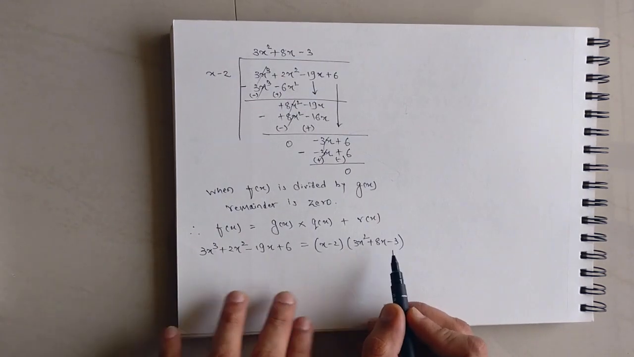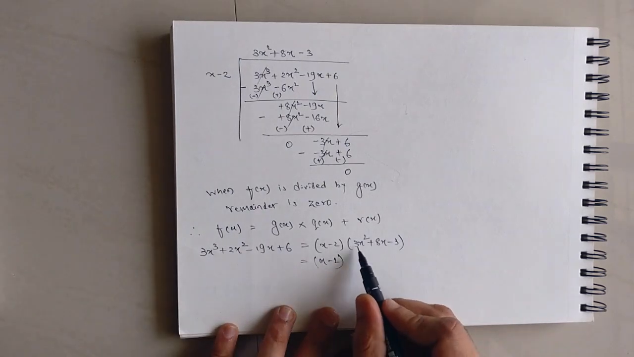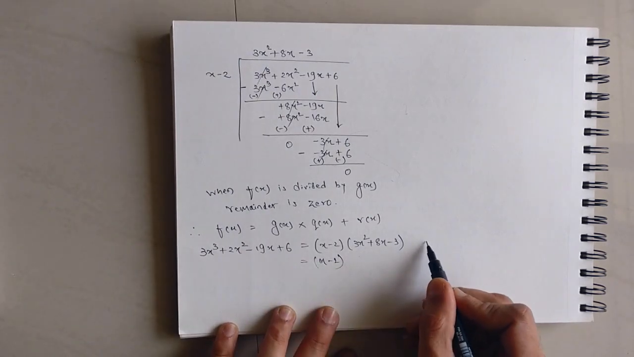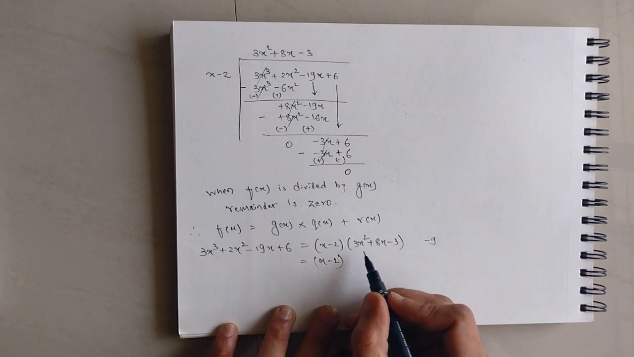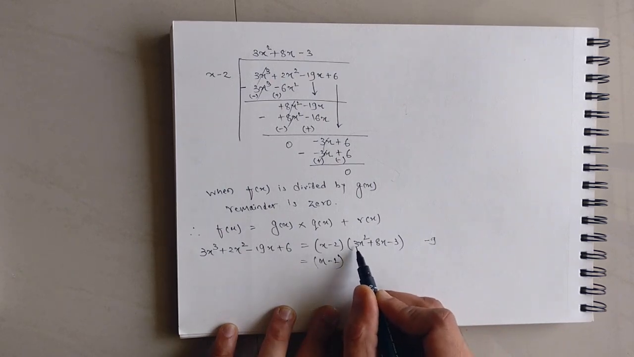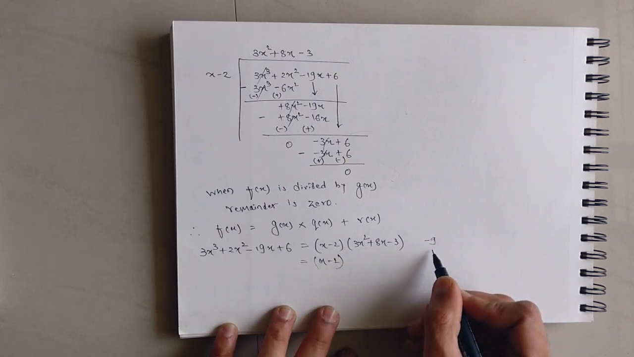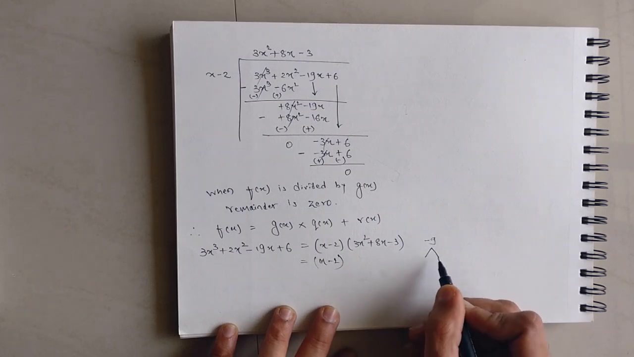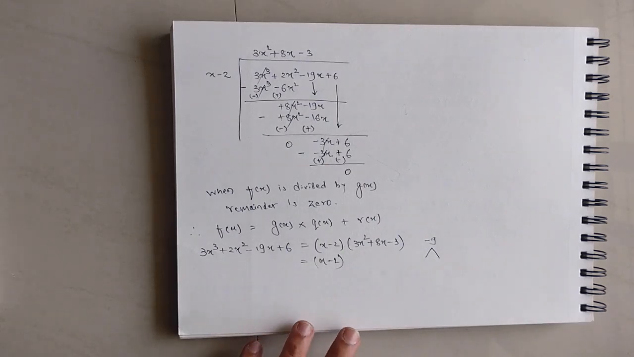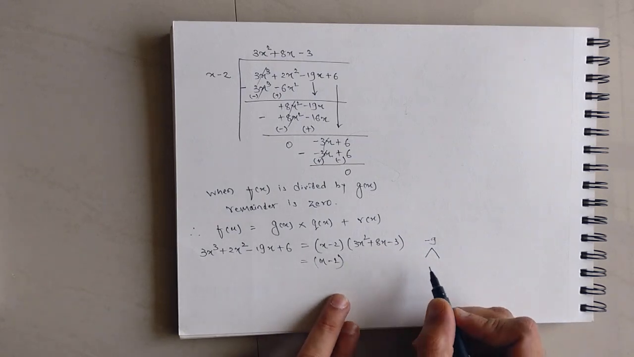To factorize this, you must remember splitting the middle term. I will show you again. First we multiply the coefficient of x square with the constant term. Coefficient of x square is 3 and constant term is minus 3. 3 into minus 3 is minus 9. Now you need to find 2 factors of minus 9 such that their sum or their difference is the coefficient of the middle term, that is x, that is plus 8. Okay, so it's very easy.